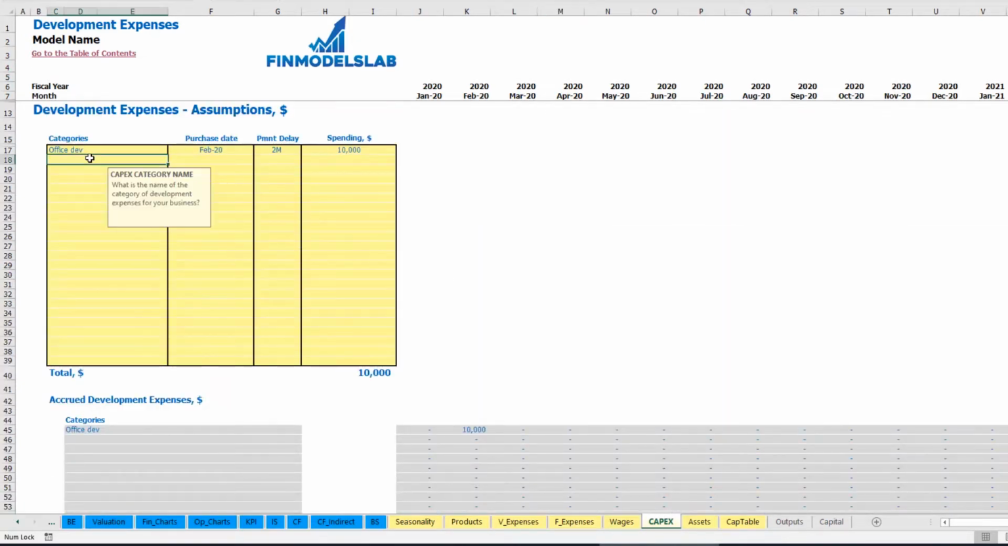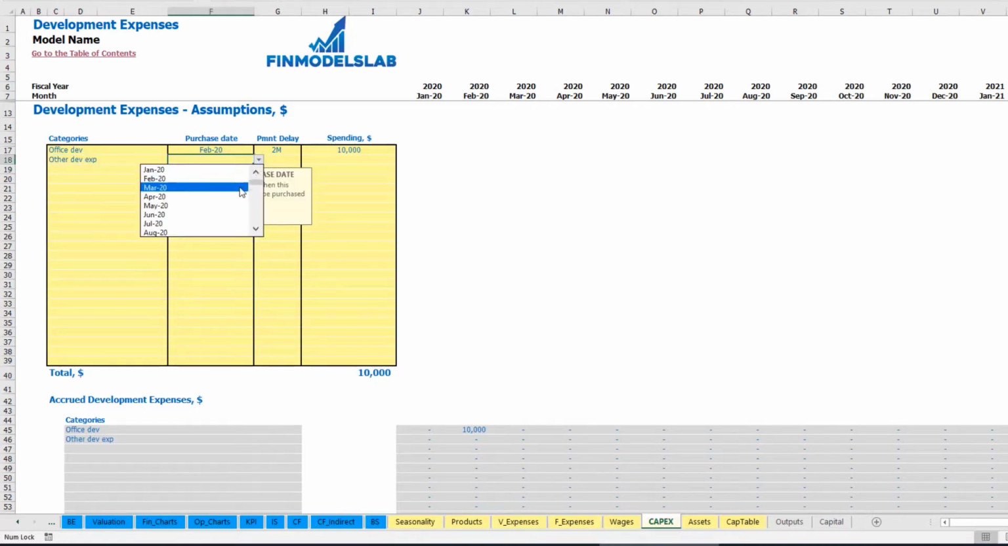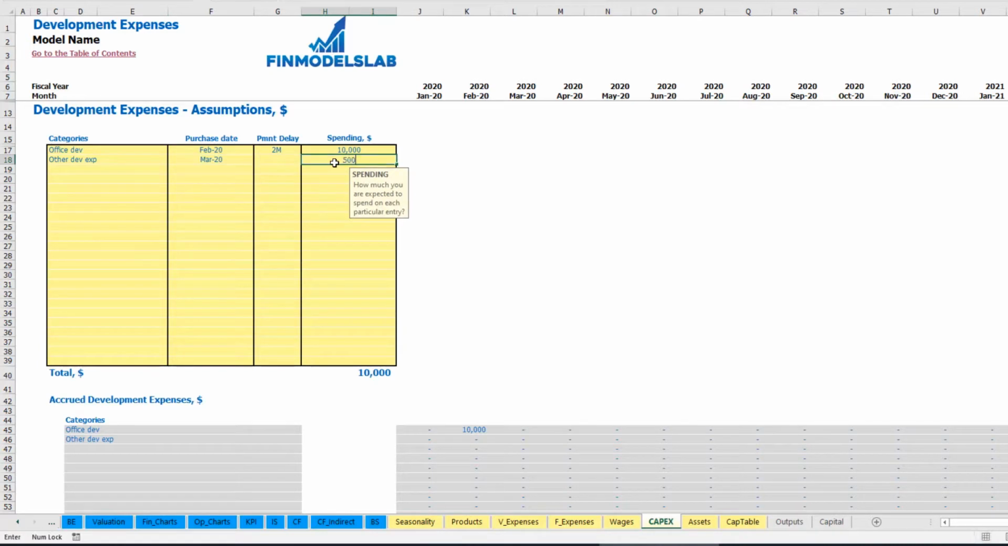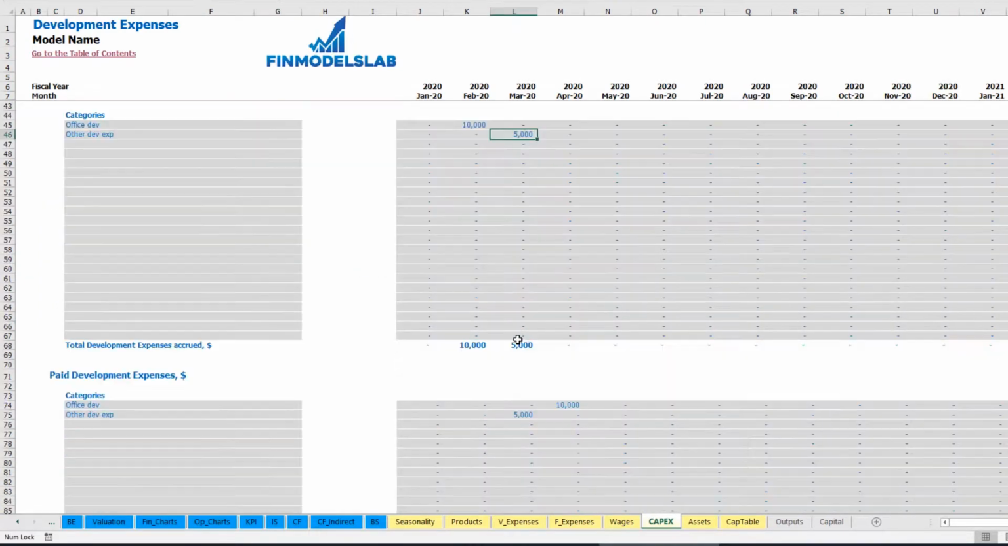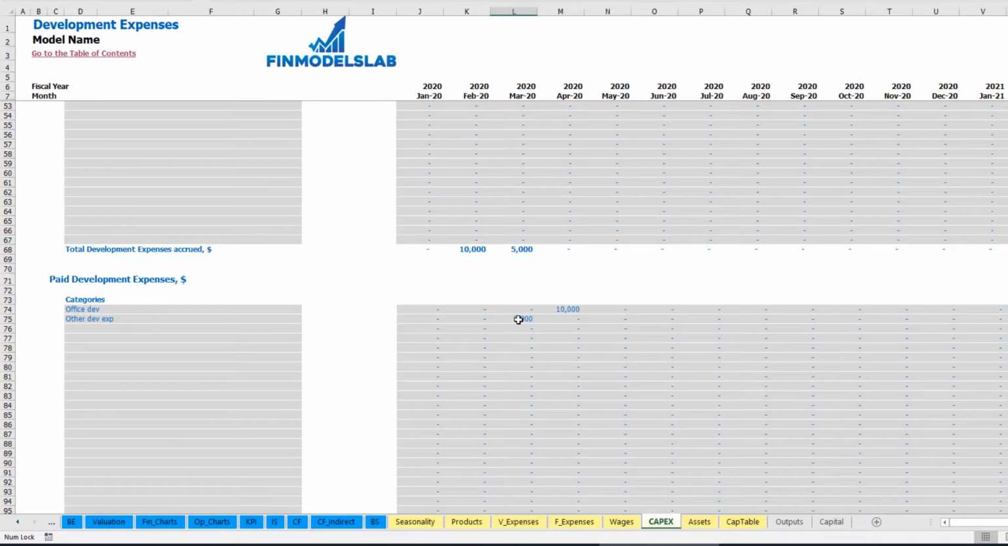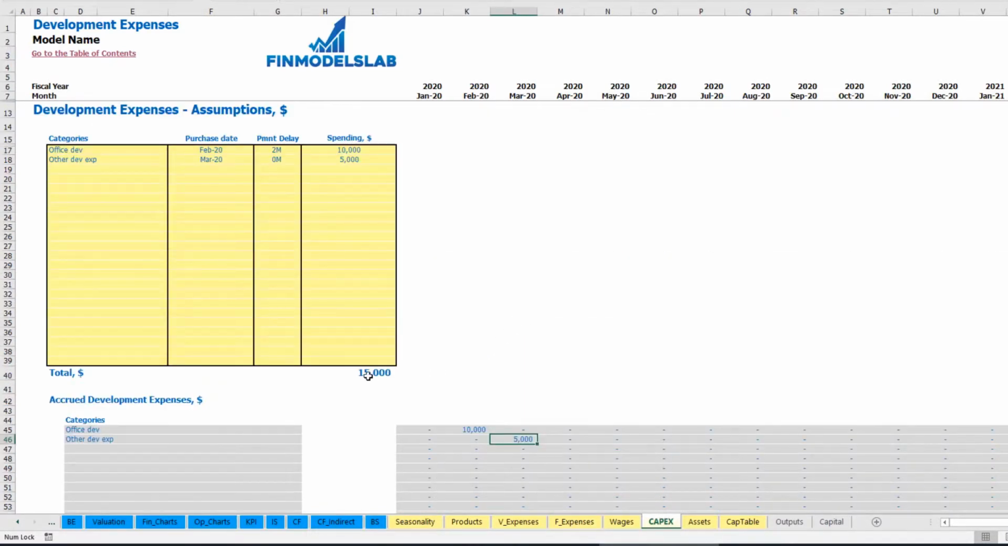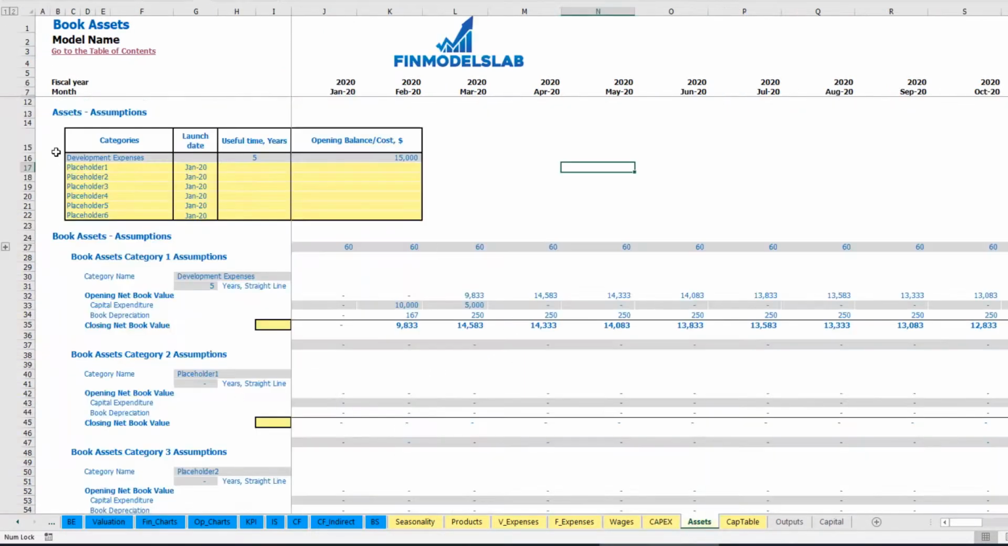Let me give you another example. Other development expenses. Let's say March 20, $5,000 with 0 payment delay. This means that this amount is accrued in March and paid in March as well. The total amount of development expenses you may find in Assets tab.